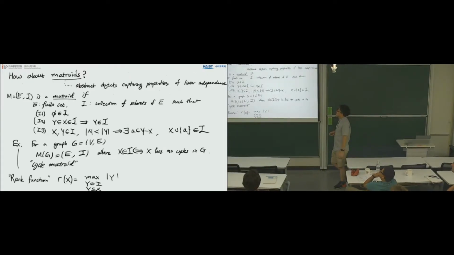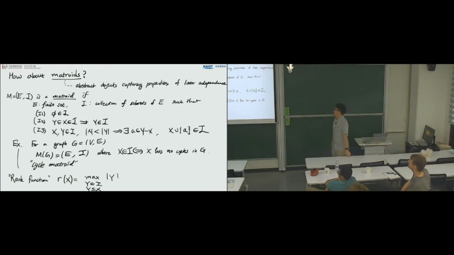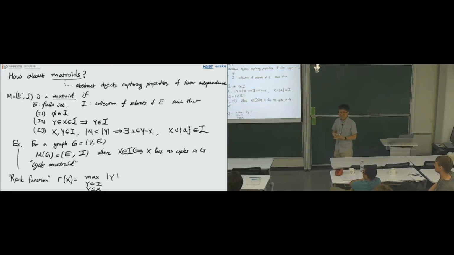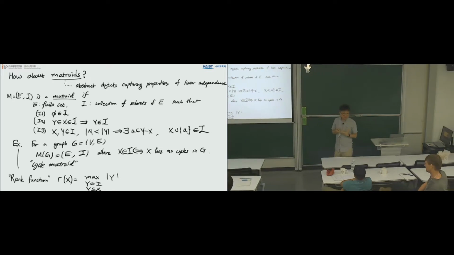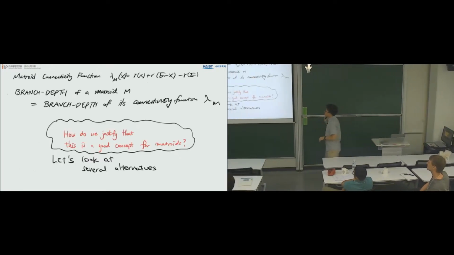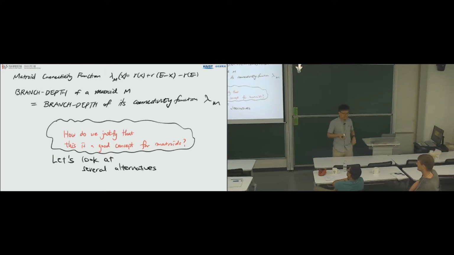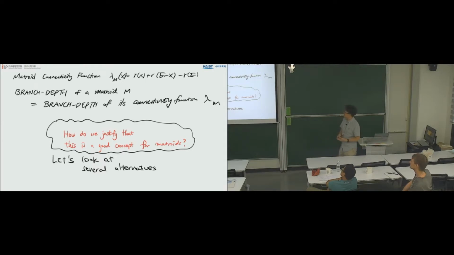Right. Now, what about matroids? Well, we have seen matroids many times in this workshop. The rank function is the size of the maximum independent set in the matroid. Now, we define the branch-depth of a matroid to be the branch-depth of the matroid connectivity function, which is defined like this: rank of set plus rank of complement minus rank of everything.